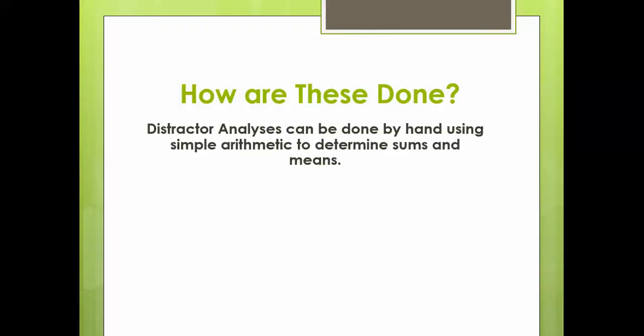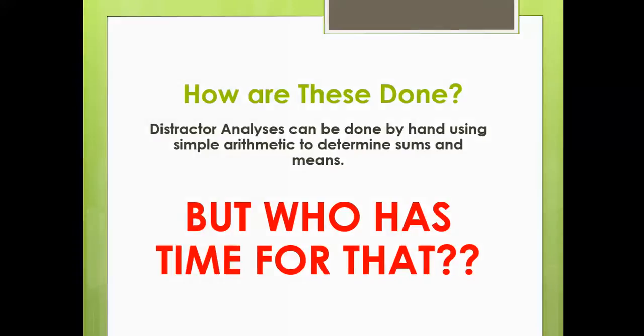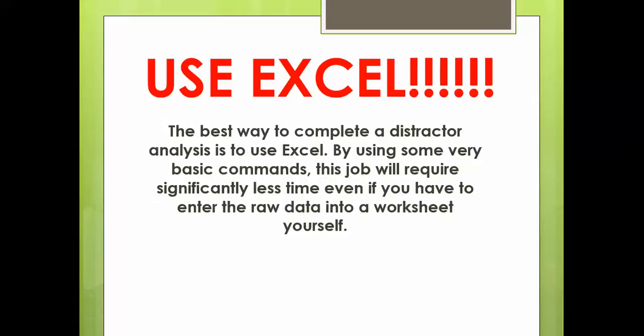So how is this analysis done? It can be done by hand using simple arithmetic to determine sums and means, a lot of averaging, that kind of stuff. But like I said, who has time to do it by hand? It's my opinion that you should use Excel. That's why I wrote it in great big letters up there. The best way to complete a distractor analysis is to use Excel with some very basic commands. This job will require significantly less time, even if you have to enter the raw data into a worksheet yourself.